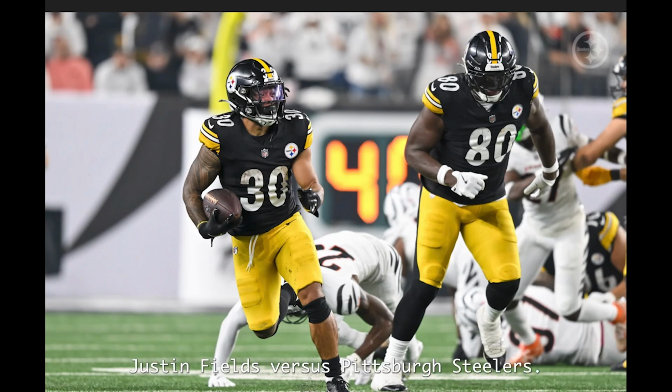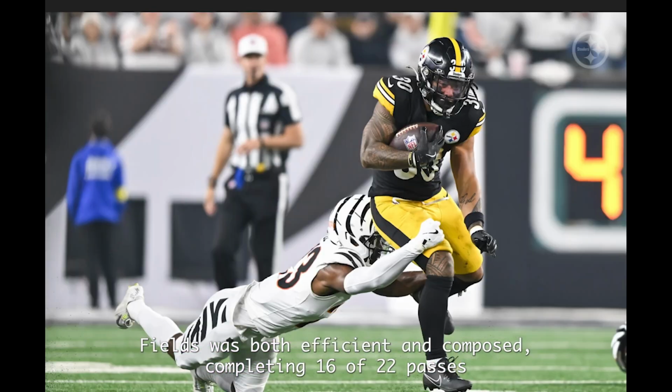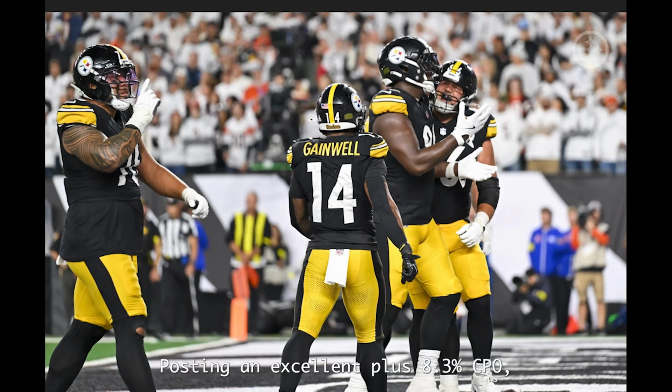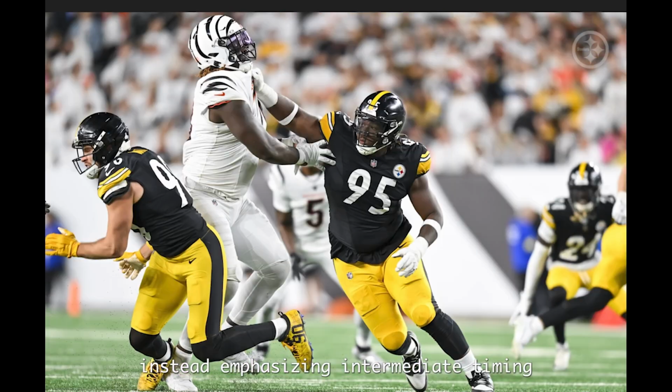Justin Fields versus Pittsburgh Steelers. Fields was both efficient and composed, completing 16 of 22 passes for 218 yards and one touchdown without an interception, posting an excellent plus 8.3% CPOE. He relied less on short throws, instead emphasizing intermediate timing concepts and selective deep shots.